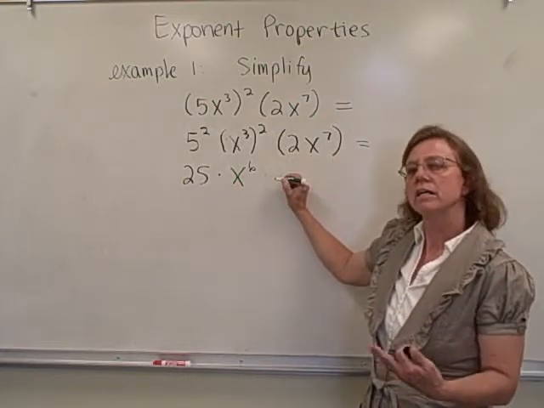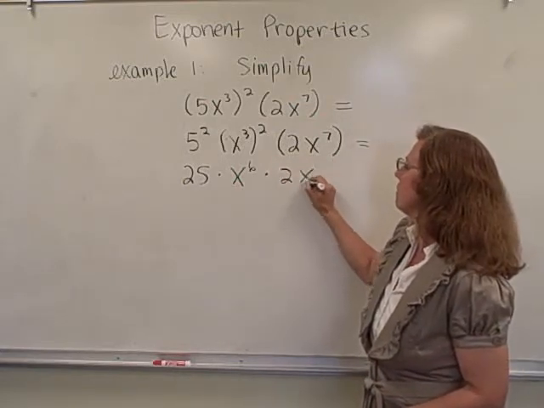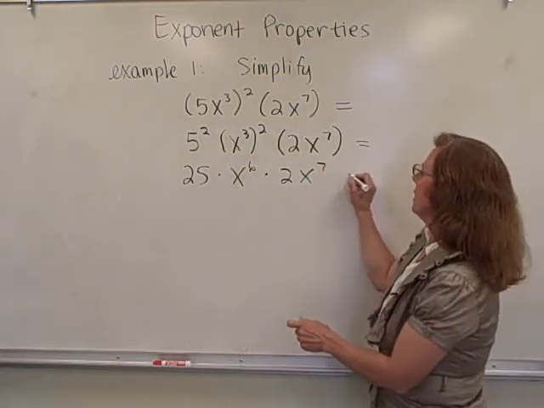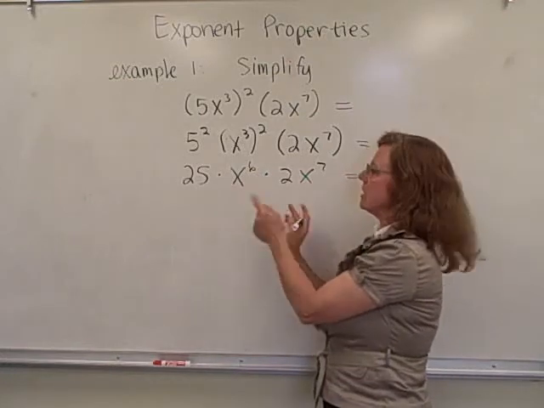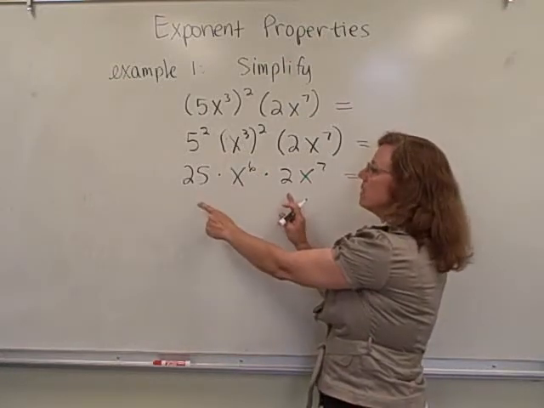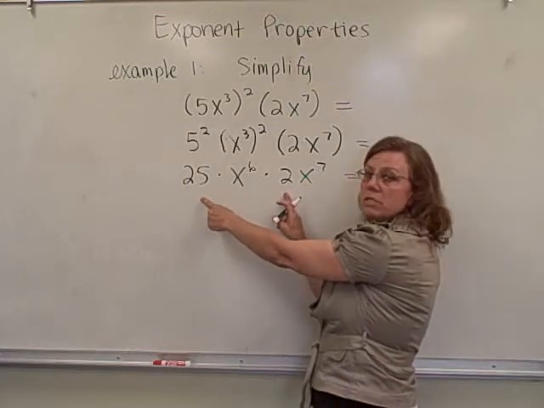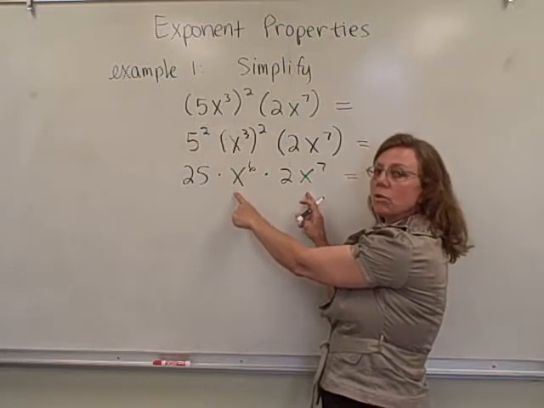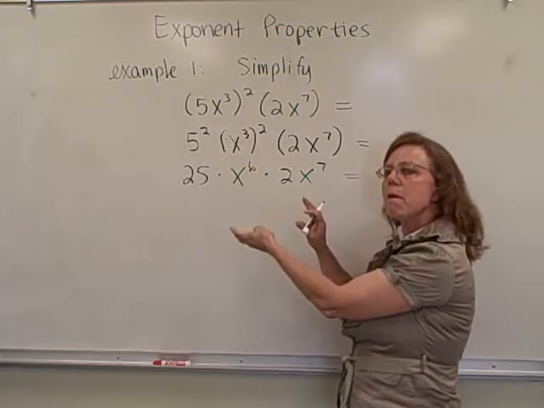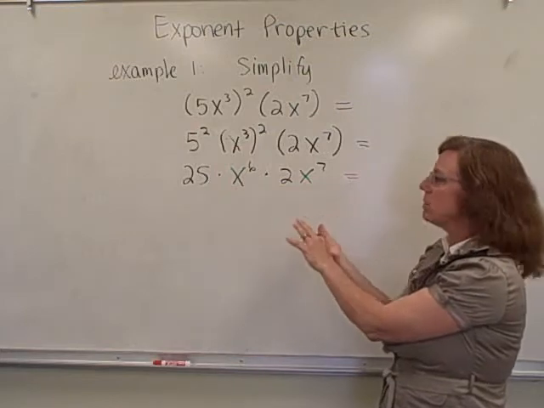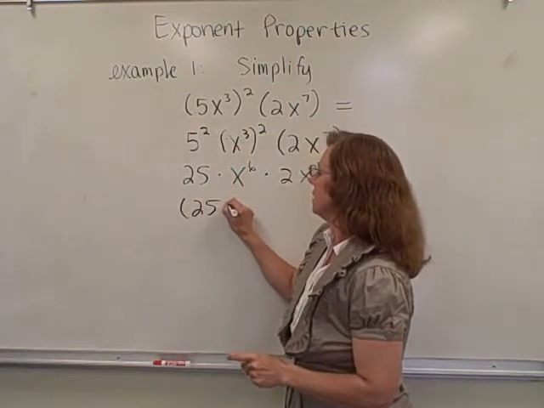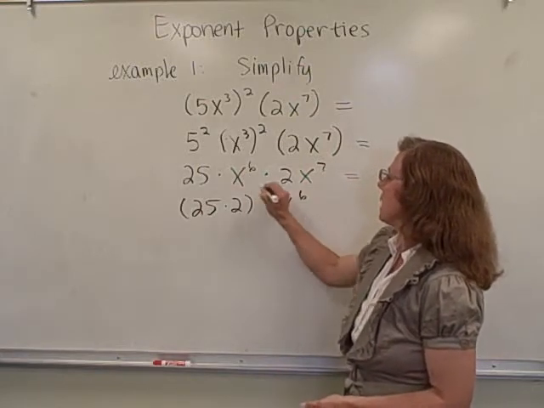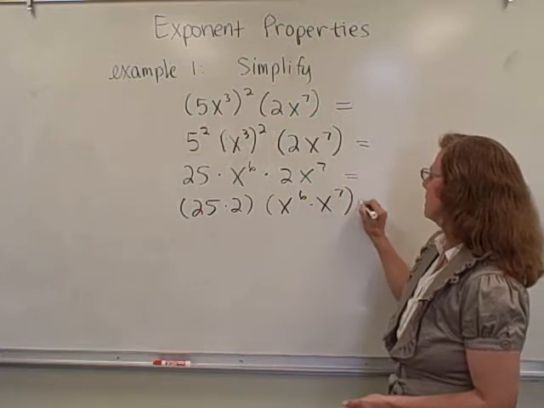I think I'll just use a dot to show the multiplication now, rather than the parentheses, but either one would be fine. And now at this point, I can use the commutative and associative properties. So basically what I want to do is simplify plain old numbers, multiply them together, and multiply together anything exponential with the same base. So I'm sort of in my mind thinking that I need to commute the factors and associate them together. So I'm going to be doing 25 times 2, and then I'm going to be doing x to the 6th times x to the 7th.